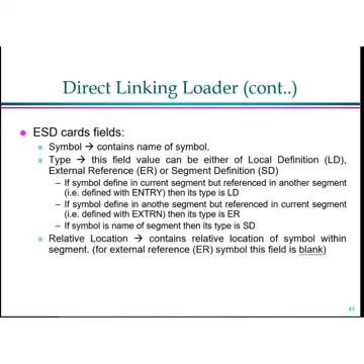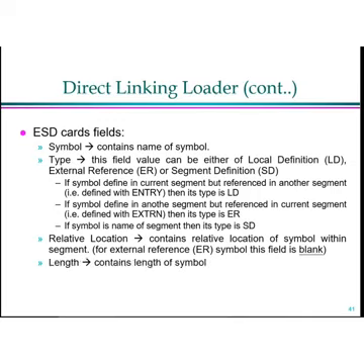Then the relative location is the address, or the value of the location counter, where that particular symbol is found. So for a segment definition, you will have a value. For a local definition, you will have a value. But your external reference is not known to you yet, so it will be kept blank. So your relative location for ER will be blank. The rest of the two types can have their values.